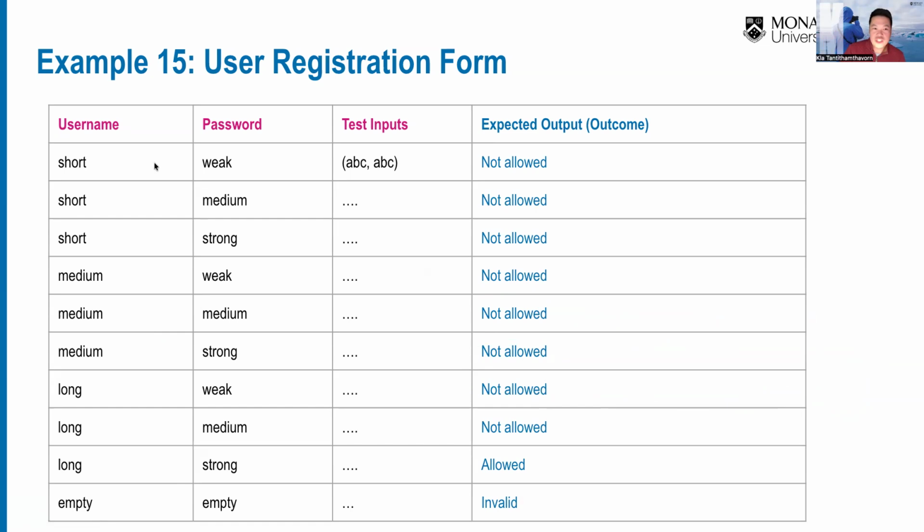Whether the username is short, weak, short, medium, short, strong, all of the possible combinations, okay? And then you know the combination and then you derive the test input, okay? Come up with the test input. For example, the username is short, ABC, and the password is weak because lowercase, okay? ABC. The expected output means that it is false, not allowed at all. And there is only one scenario here that is allowed.